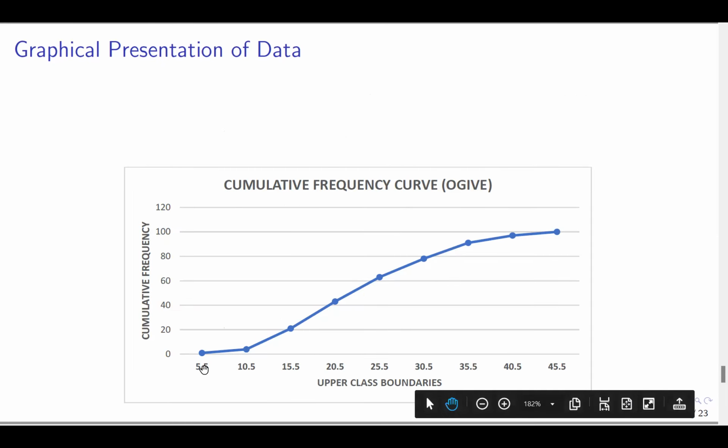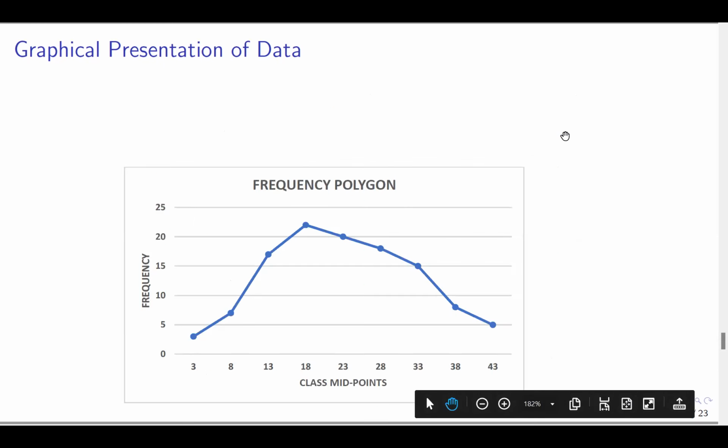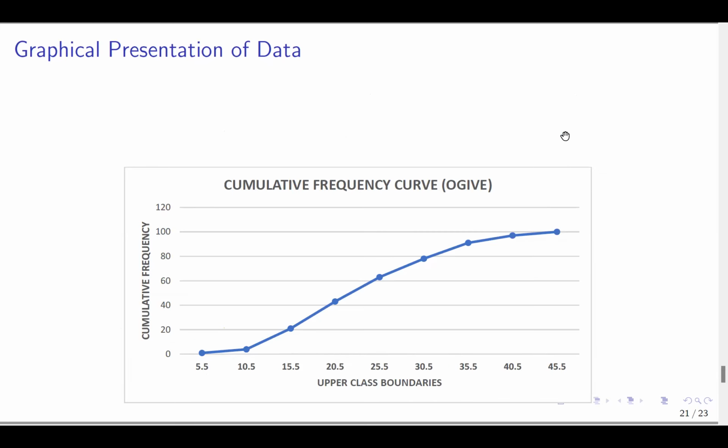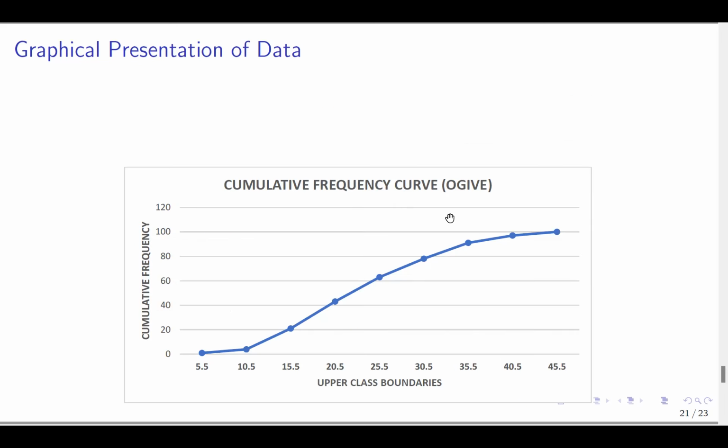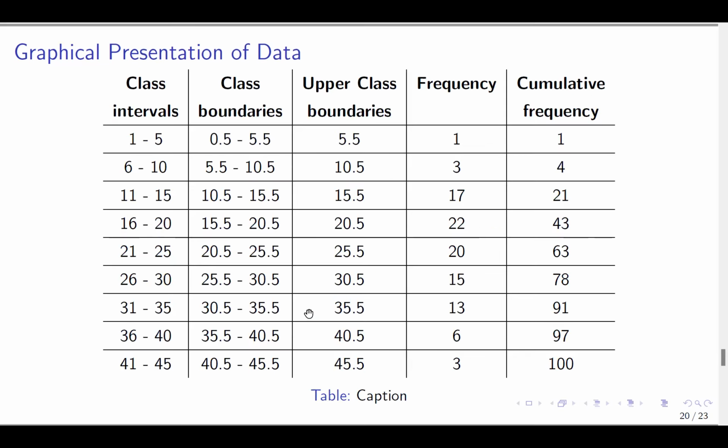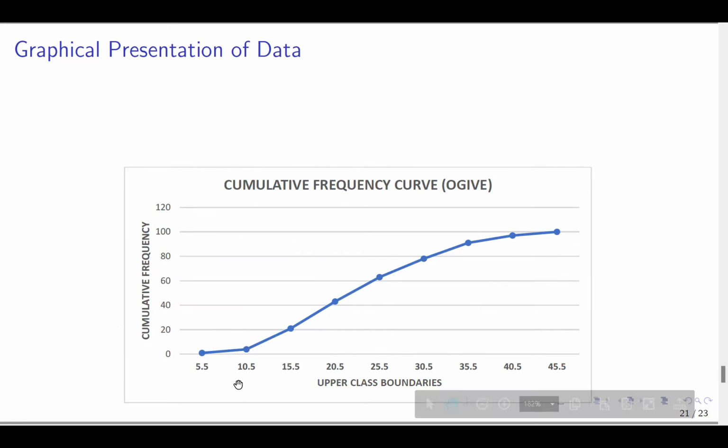So we have 5.5, its count is 1. Next, 10.5, its frequency is 4. So don't forget the columns you are working with: upper class boundaries and then cumulative frequency. For the upper class boundary on your horizontal axis, if you look at 10.5, its cumulative frequency is 4. So you come to the curve, you have 10.5 with its cumulative frequency being 4.